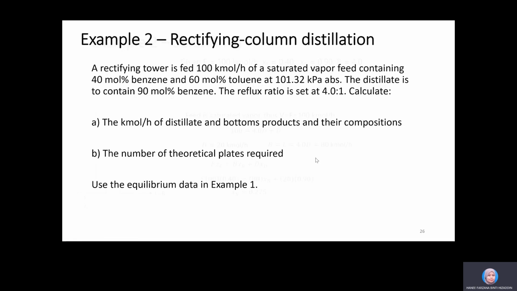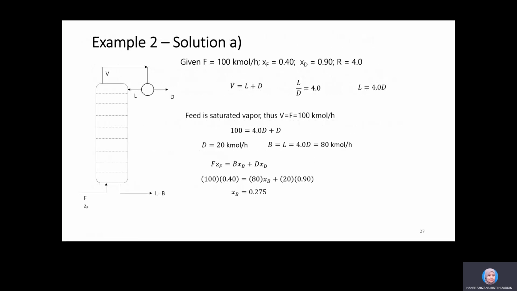So let's do part A first, the material balance. You draw your diagram. Given F is 100 kilomole per hour and XF is 0.4, XD you want to be 0.9, and the reflux ratio set is 4. So do a material balance on the top of the column. V equals L plus D. Because R is L over D equals 4, you can rearrange to get L equals 4 times D.